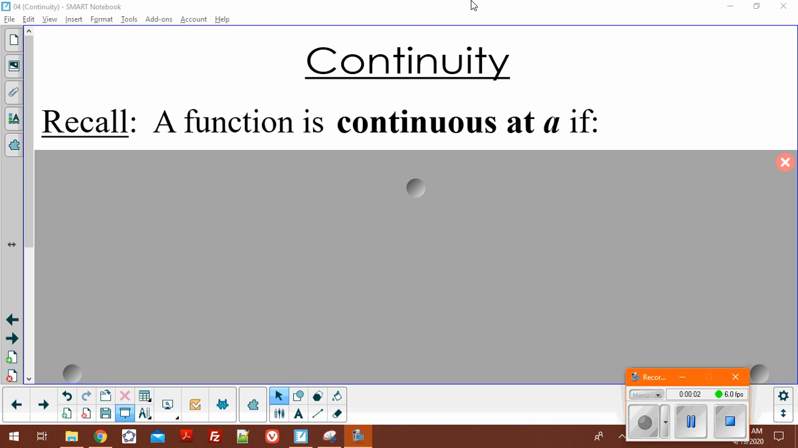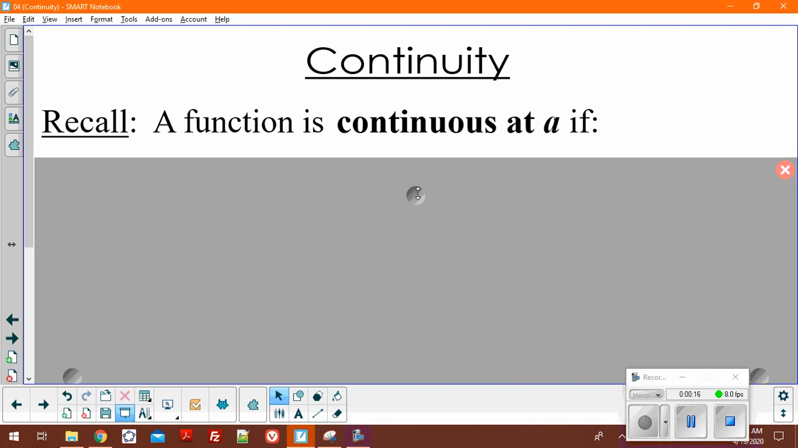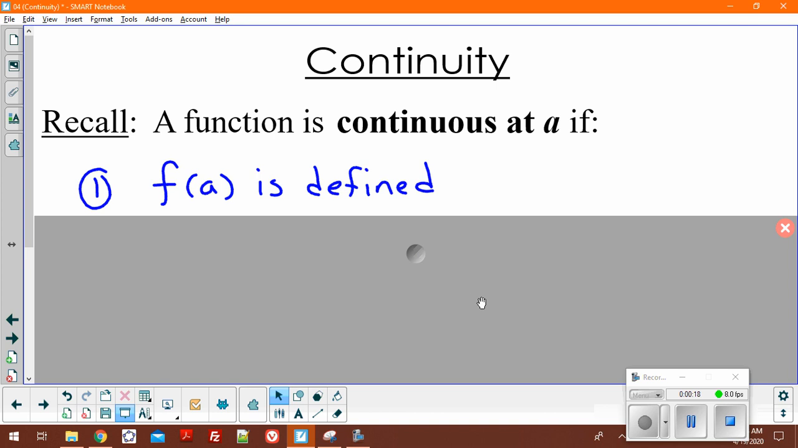Hello, everyone. In this lesson, we're going to talk a little bit more about continuity, which was introduced at the end of the limits lesson last week. So first, just a brief refresher of what it means to be continuous. A function is continuous if the function is defined, right? So when you plug in your value of a, you get something there.